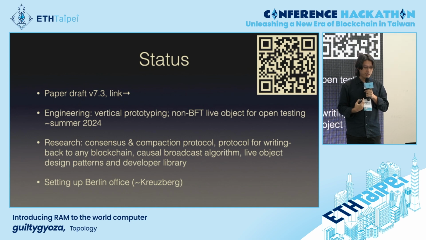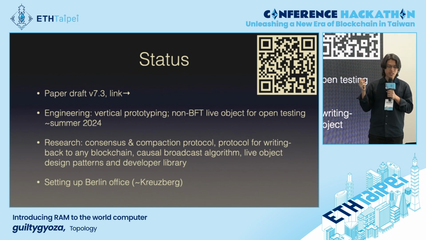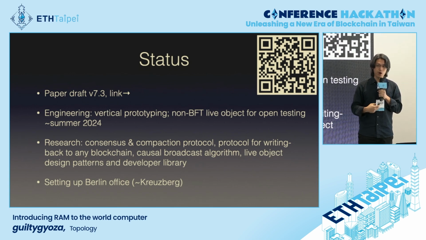The status of the project is that we are currently on paper draft version 7.3. This is a QR code that will bring you to the paper draft PDF. On the engineering side, we're doing vertical prototyping. We hope that by summer this year, we can give people a non-BFT version of live objects and people can play with it. On the research side, there are a lot of open problems that need to be figured out, and we're setting up an office in Berlin.